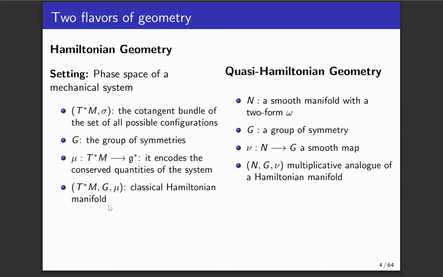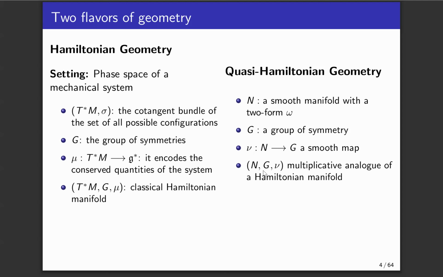Then the quasi-Hamiltonian geometry, what we call the quasi-Hamiltonian version of a Hamiltonian system, is a manifold N. In the general case, it is a smooth manifold with some two-form omega, and we have some group of symmetry G that acts on N, together with some moment map with values in the group G itself. And with these three ingredients, we form what we call a quasi-Hamiltonian manifold, the multiplicative analog of a Hamiltonian one.